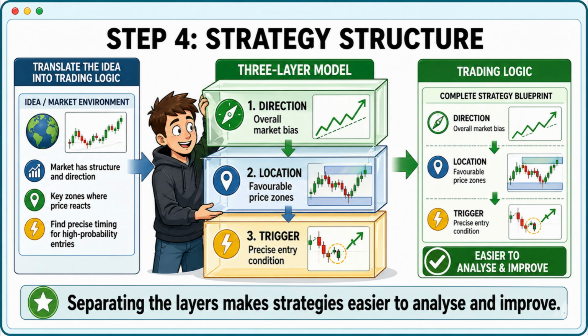Once the market environment is clear, we translate the idea into trading logic. Personally, I like to design strategies using a three-layer model: direction, location, and trigger. Direction defines the overall market bias. Location identifies favorable price zones. Trigger defines the precise entry condition. Separating these layers makes strategies easier to analyze and improve.